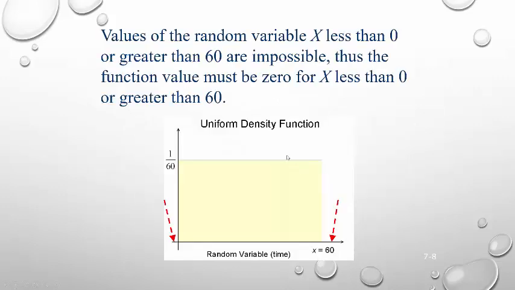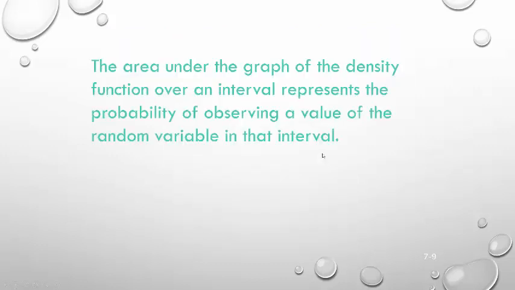All right. So we notice that values of the random variable x less than 0 or greater than 60 are impossible. Thus the function value must be 0 for x less than 0 or greater than 60. What I mean by that is the graph doesn't exist for negative values or for anything greater than 60. Because x represents, when it's 0 is 10 a.m., and when x is 60, it represents 11 a.m. And that's what UPS said. Your package is going to arrive between 10 and 11 a.m. All right, so this is important.